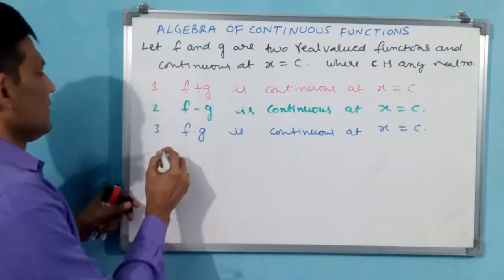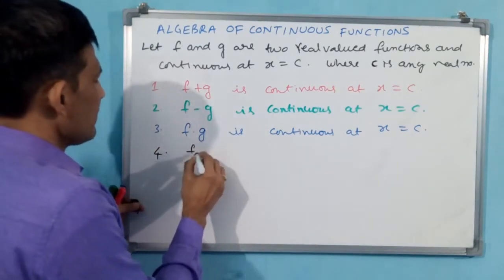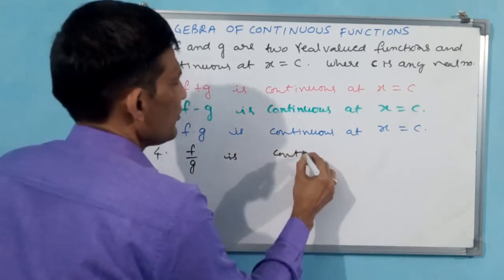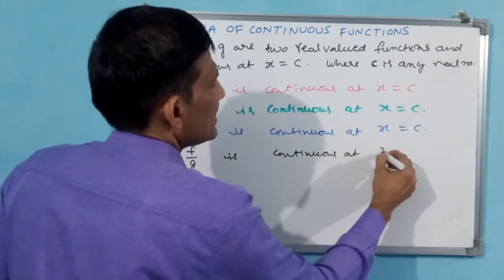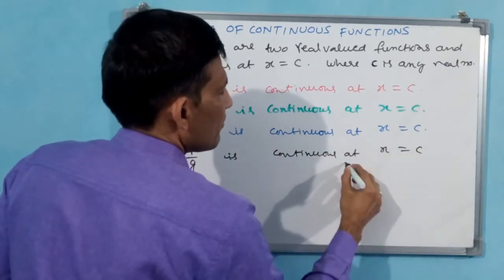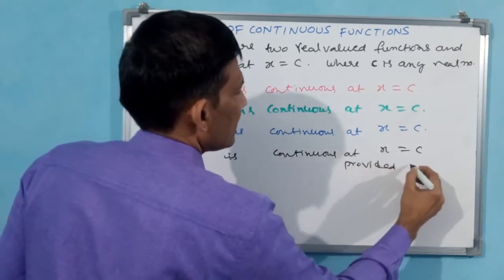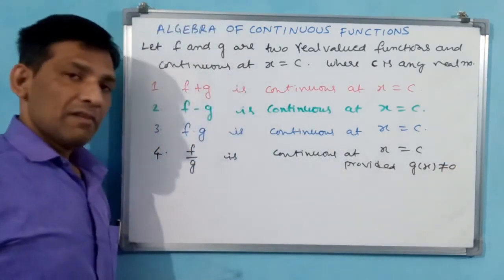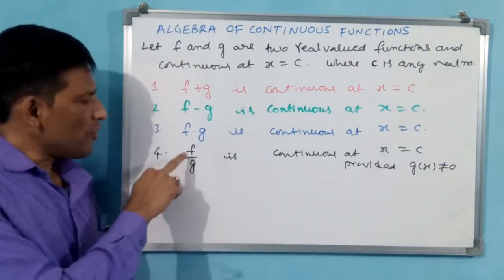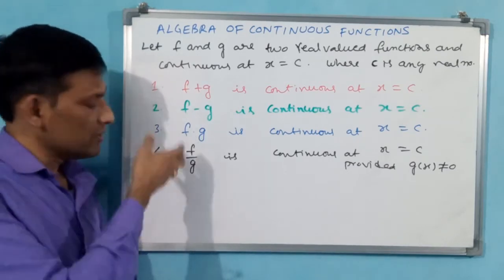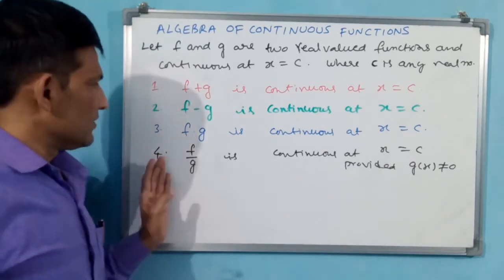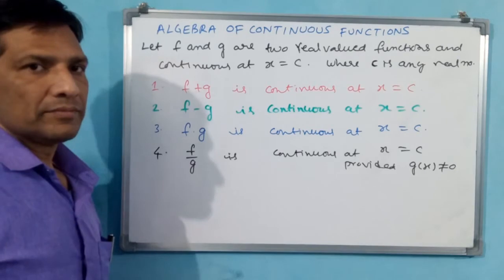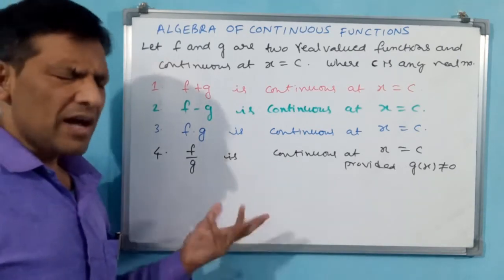Let us proceed. Fourth one. F divided by g is continuous at x is equal to c, provided g of x is not equal to 0. Why? Because see, g of x is in the denominator here. Denominator should not become 0. If it is becoming 0, then this f divided by g is not continuous, or not defined, that's all.